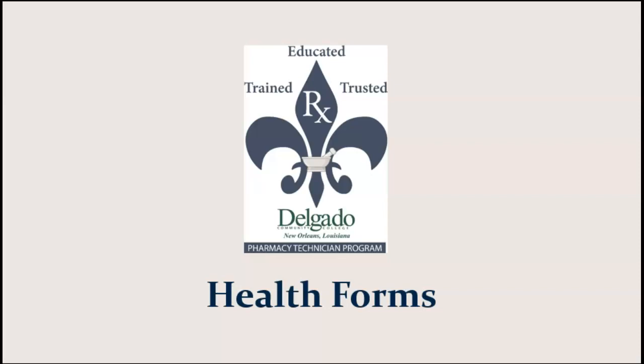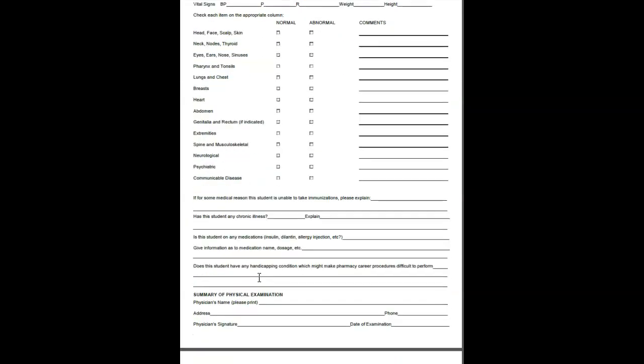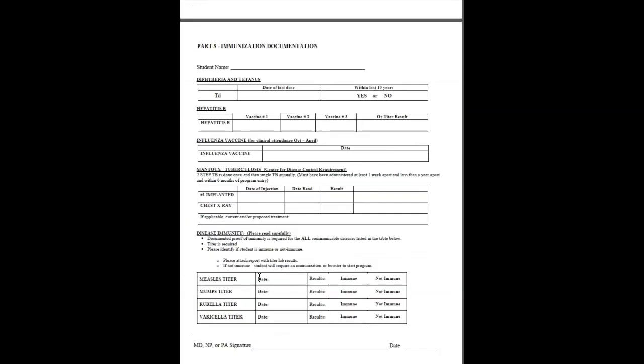Health forms. Let's start by reviewing health forms. All students entering the program are required to have a health physical examination. You will need to make an appointment with your doctor or clinic and bring with you the physical health form. The physical health form is a 3-page document that you will need to print out and take to your healthcare provider. You need to complete the front page. The healthcare provider will complete page 2 and page 3.